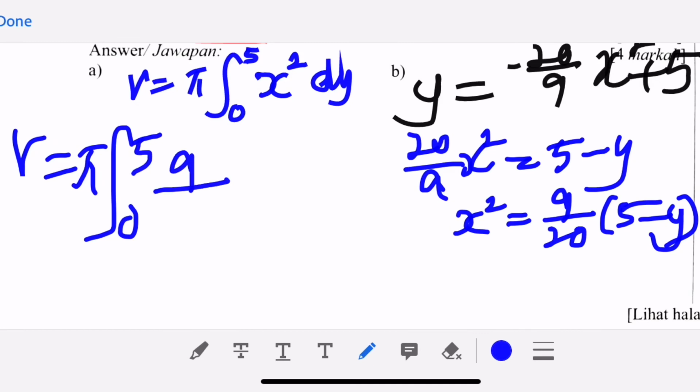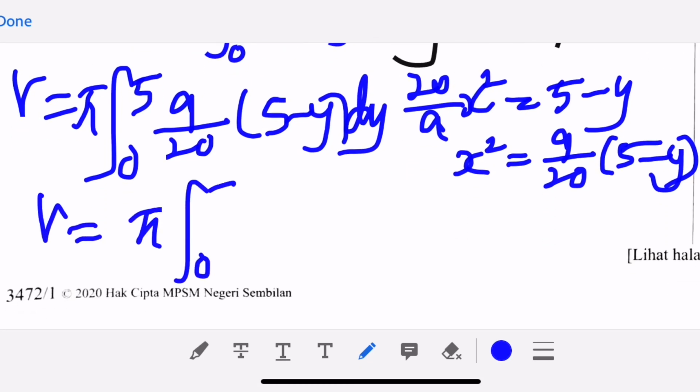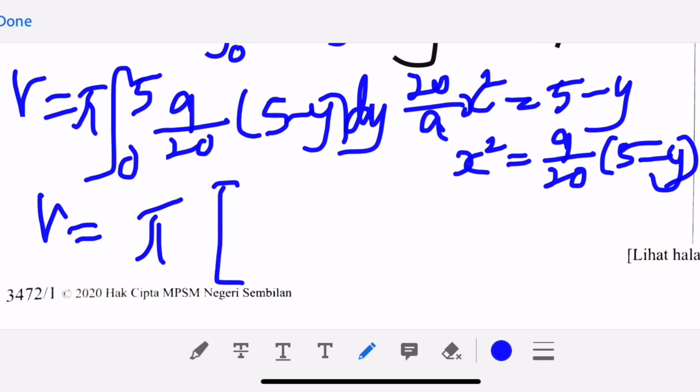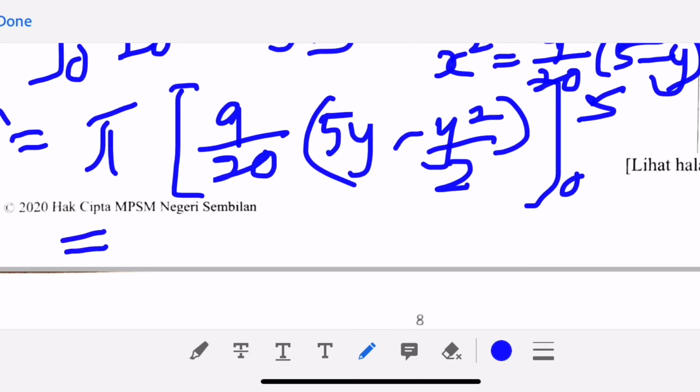Now let's integrate carefully. Integrate 0 to 5, 9 over 20, 5 minus y dy. So then we will get pi times 9 over 20. We integrate the function, so make sure you integrate carefully. The 9 over 20 you can put outside if you want, or you can put inside, it is okay. When you integrate the 5, you get 5y. Integrate y, you get y squared over 2. Then you substitute the limit from 0 to 5.